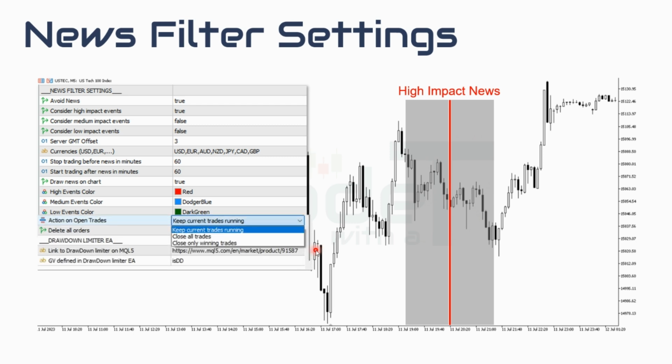And finally, you can see that this EA is compatible with Drawdown Limiter EA. For those who don't know what Drawdown Limiter is, I'm going to leave the link in the description, and I'm going to add it on top of this video so you can go and check it. It's really a must-have EA if you are an EA trader or you're doing FTMO or other profit challenges.